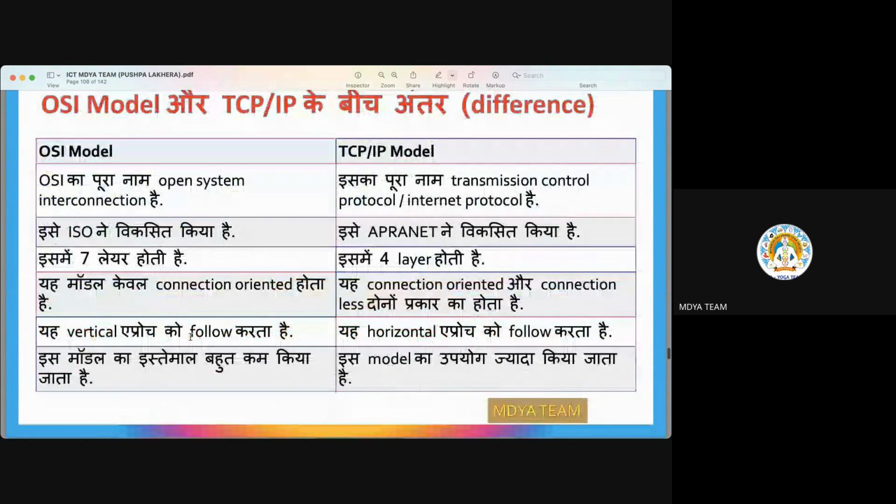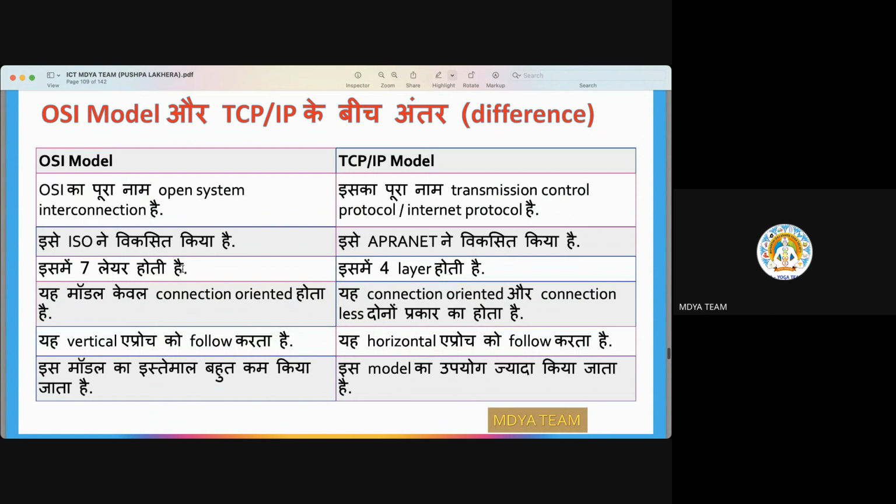Some differences between the two, OSI and TCP/IP, we already discussed. Here there are 7 layers, and here it is 4 layers. OSI is connection oriented, and in TCP/IP it is both connection oriented and connectionless. Nowadays, mostly the TCP/IP model is used.